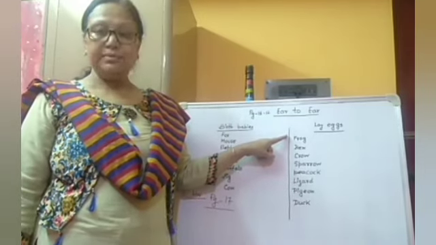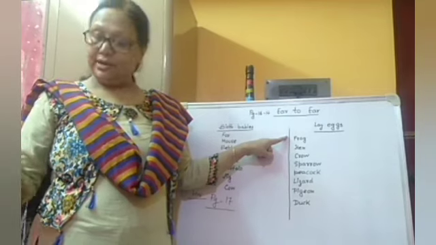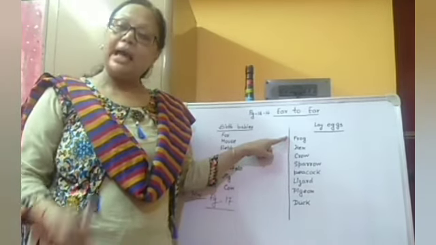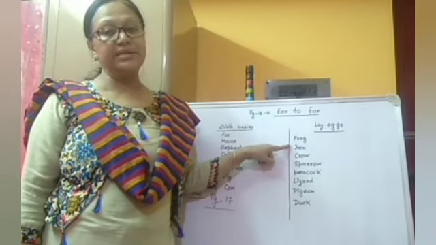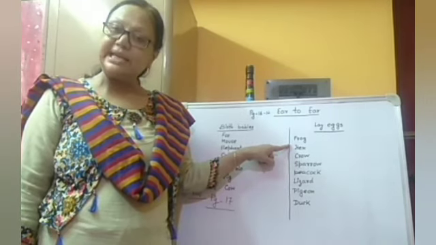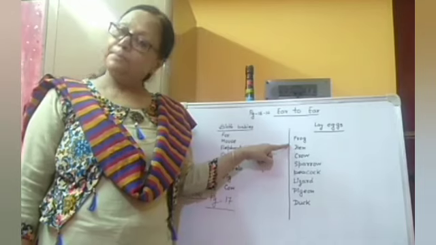Frog is an animal who lives on both sides. It lives in water as well as on the land. So it is an amphibian. Next one is the hen. Hen has feathers all over its body, and its ears we cannot see. They are hidden inside the feathers. So it is a bird.